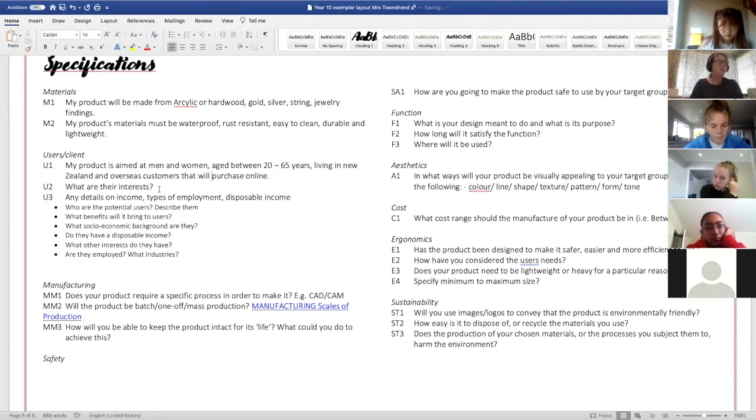What are their interests? Now, we don't really know, but obviously if they're shopping at the Poi Room, they are going to be interested in the Māori New Zealand culture. Good.